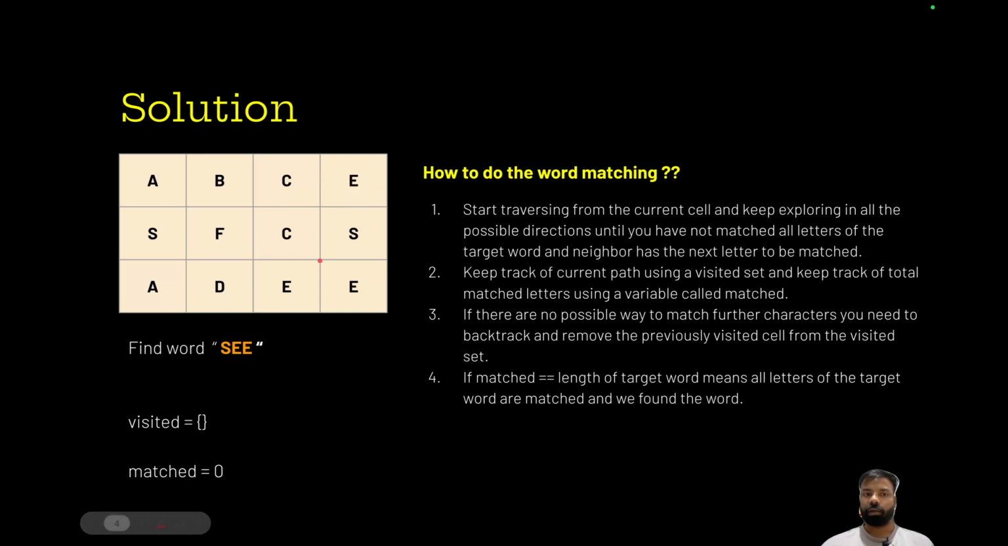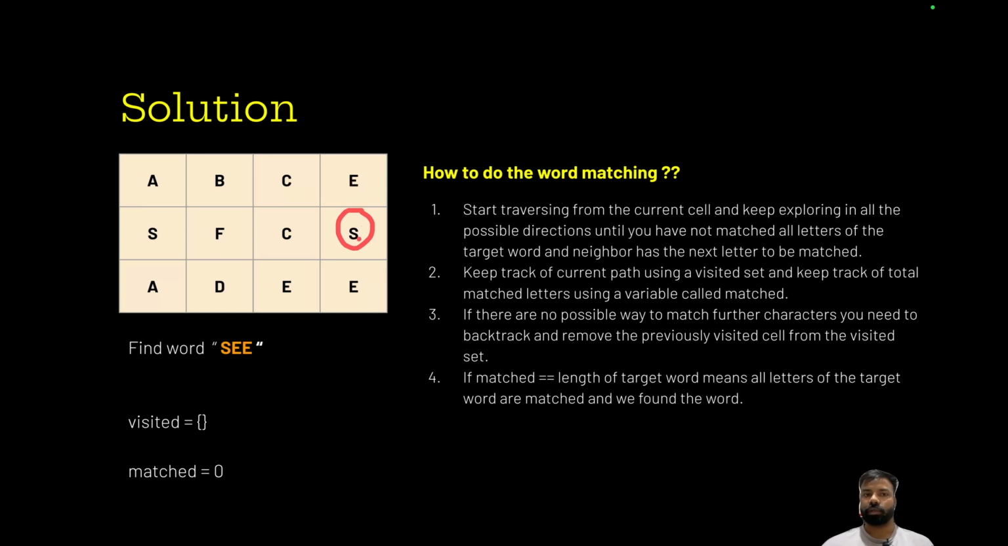Every time we backtrack, since we are starting from S and then visiting the E, we have added S and E to our visited set because they are visited. But once we backtrack, we will remove this E from the visited set. So S is the only one which is visited.